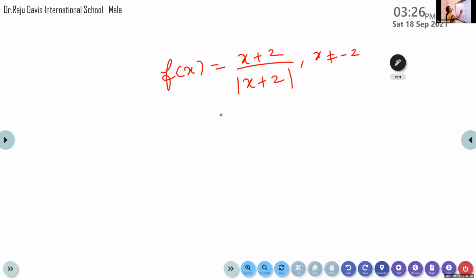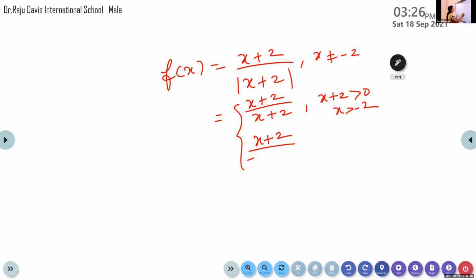So first of all, you write f of x. What is f of x? We can write this as (x plus 2) by (x plus 2) if x plus 2 is greater than 0, that is the same as when x is greater than minus 2. And it is (x plus 2) by minus of (x plus 2) if x plus 2 is less than 0. That means x is less than minus 2.